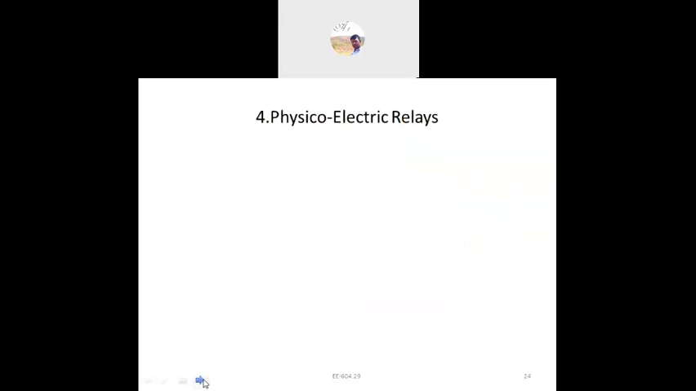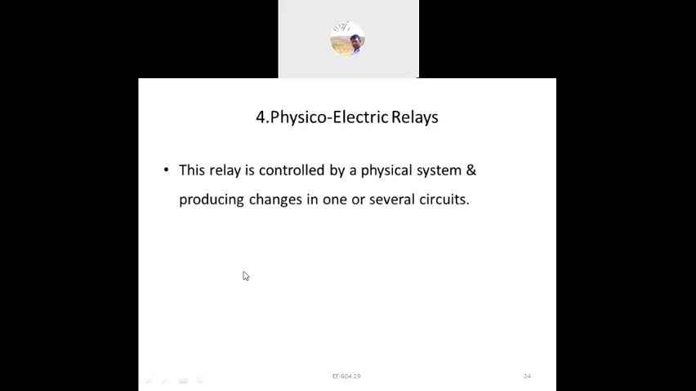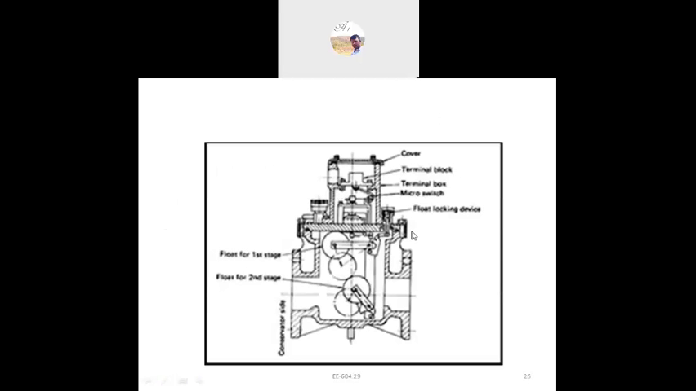Next, physical electric relays. These relays are controlled by a physical system and produce changes in one or several circuits. An example is the Buchholz relay, which is used in the transformer internal protection system. So how does it work?